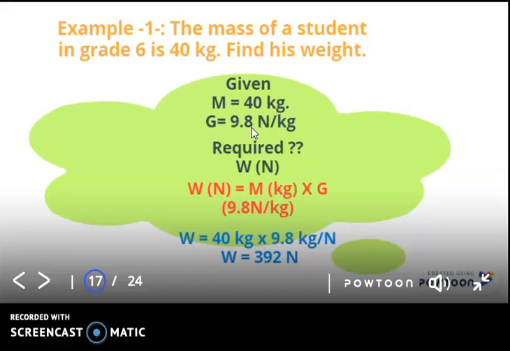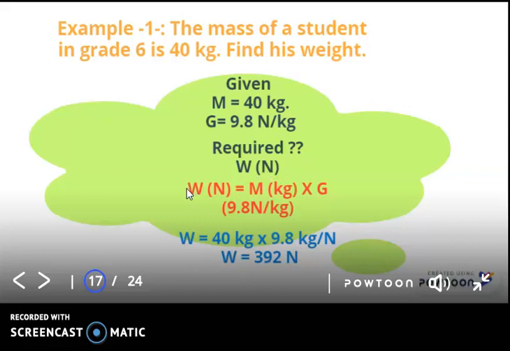And you already know that G, which is the gravity constant on Earth, it is 9.8. Okay, for sure this student is living on Earth, so that's why the gravity constant, which is G, will be 9.8 Newton per kilogram. Okay, what is required? What do I have to find? Find his weight. So I have to find the W, which is measured in Newton. We measure the weight using Newton.